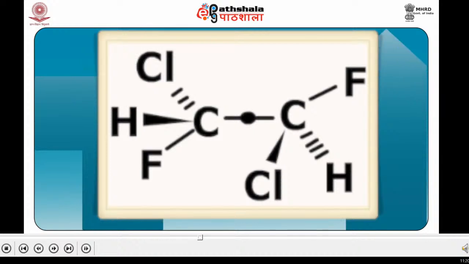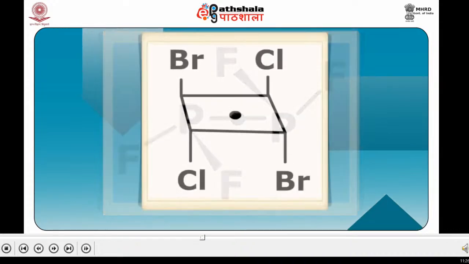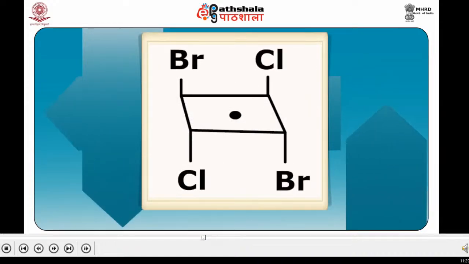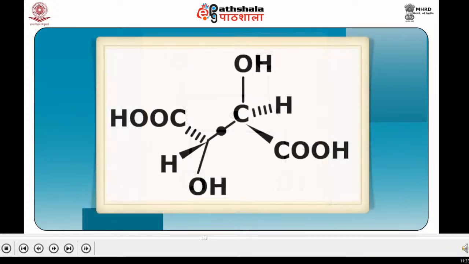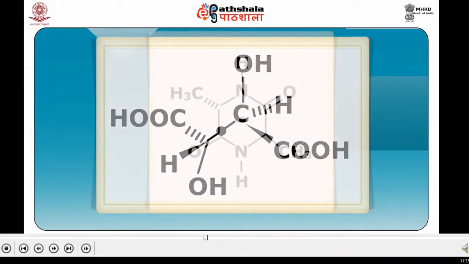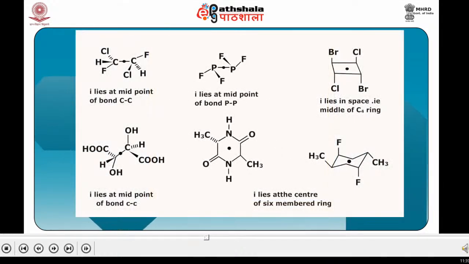1,2-dichloro, 1,2-difluoroethane staggered, P2F4 as shown, 1,3-dichloro, 2,4-dibromocyclobutane, mesotartaric acid, 3,5-dimethylpiperazine, and the presence of the center of inversion is indicated by the dotted line in between.